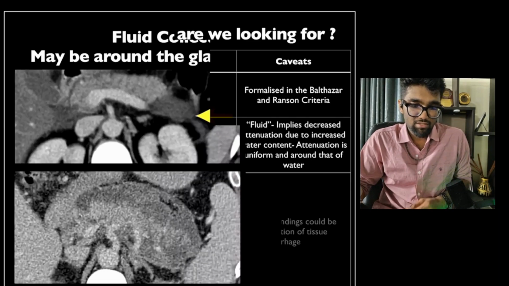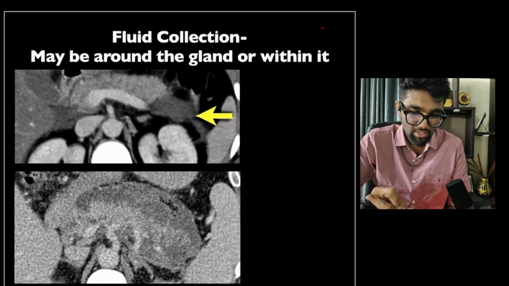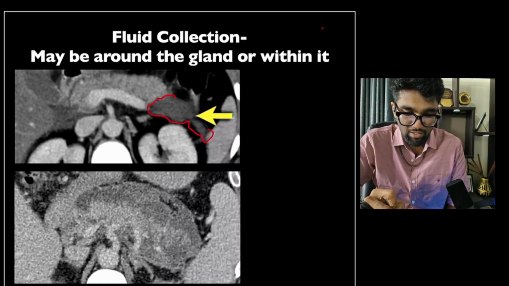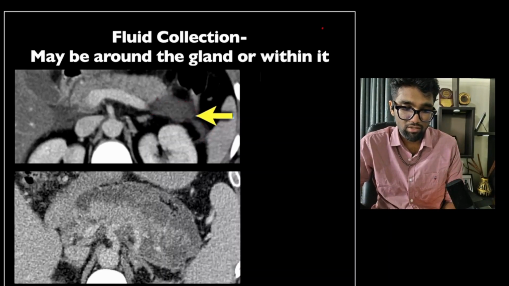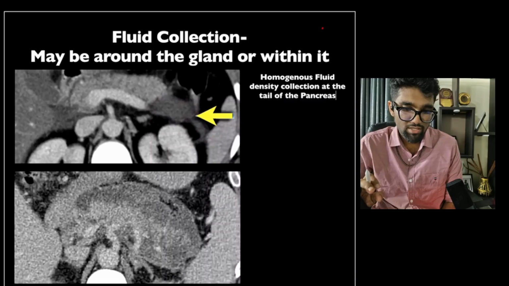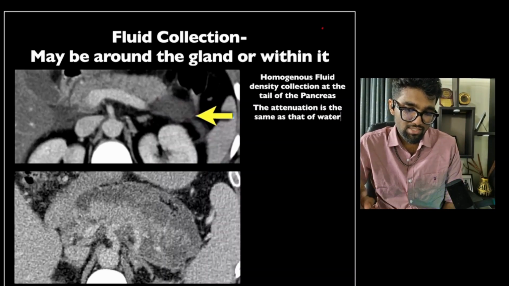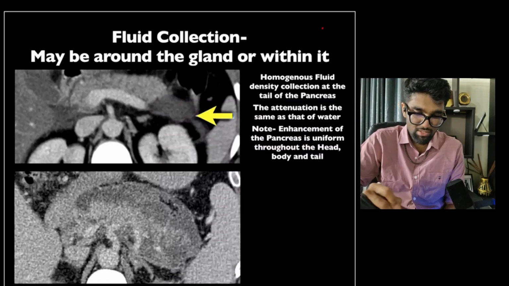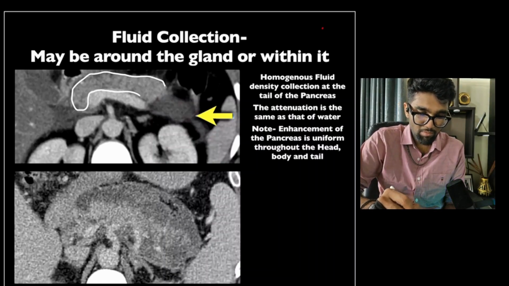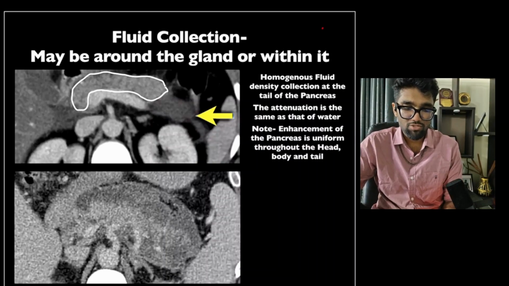So, like I said, a collection is a fluid accumulation around the pancreas or in the pancreas. Here you can see near the tail of the pancreas in the splenic hilum, extending into the splenorenal ligament, we have an interesting collection. It is homogeneous, it is fluid density, and it is at the tail of the pancreas. The attenuation is the same as that of water, therefore it is water, that is fluid. Importantly, you can see along with this, the rest of the pancreas is enhancing completely normally, and the splenic vein that is visualized in this section at least appears to be normal.